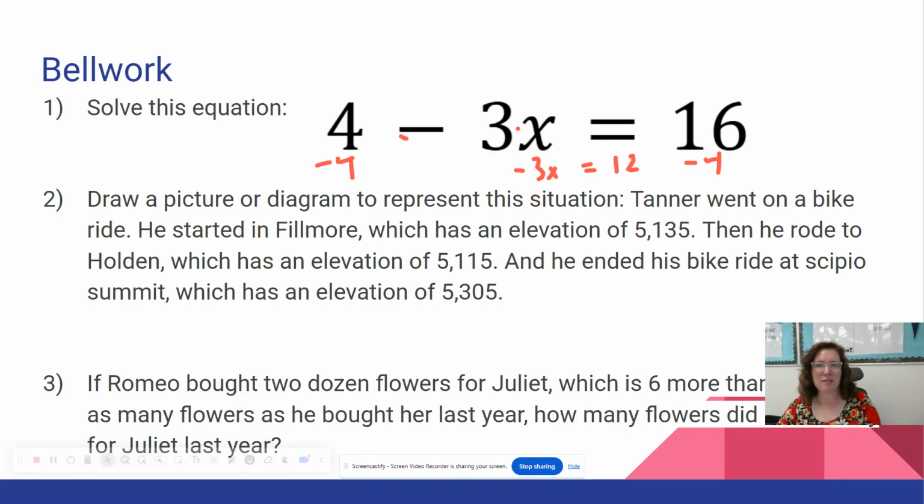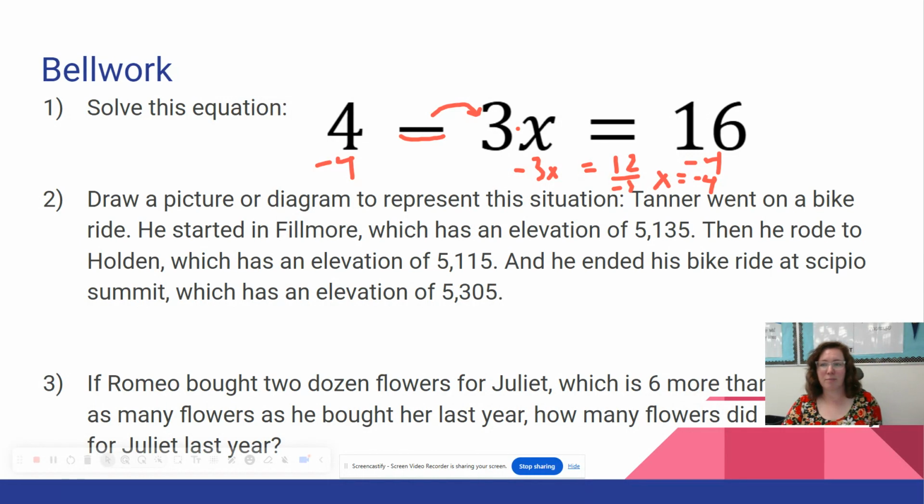Now notice how this sign right here, it's always attached to the number right after it. So it was 4 minus 3x, but now that there's nothing in front of it, we say the vocabulary negative 3x. And we have that invisible multiplication sign, so divide by negative 3 on both sides, and x equals negative 4. Okay? The next one, draw a picture or a diagram to represent this situation.